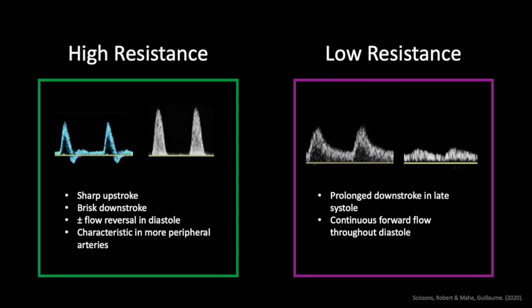On the other end of the spectrum, we have low resistance patterns. These are seen in arteries that supply low pressure systems like the brain, the renal and hepatic arteries, and the uterine artery during pregnancy. Because these arteries supply vital organs, they require continuous blood flow, and thus we see a more gradual downstroke in early diastole, with ongoing forward flow exhibited throughout the whole cardiac cycle.